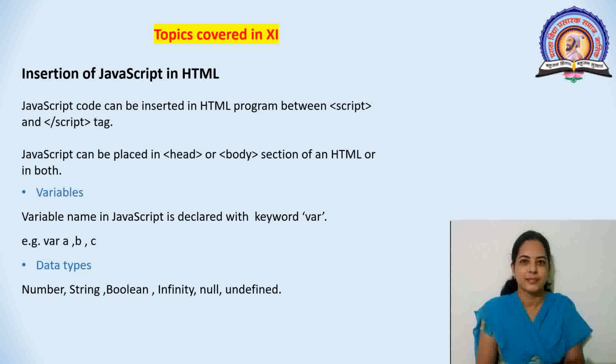Next is infinity. So division by 0 gives you the special value, and that is called as infinity. Then next data type, that is null. Null means nothing or empty or unknown value, then it is called as null. And the last data type is undefined, means the variable is declared but it is not assigned a value, so it is called as undefined data type. In this way there are 6 data types in JavaScript.